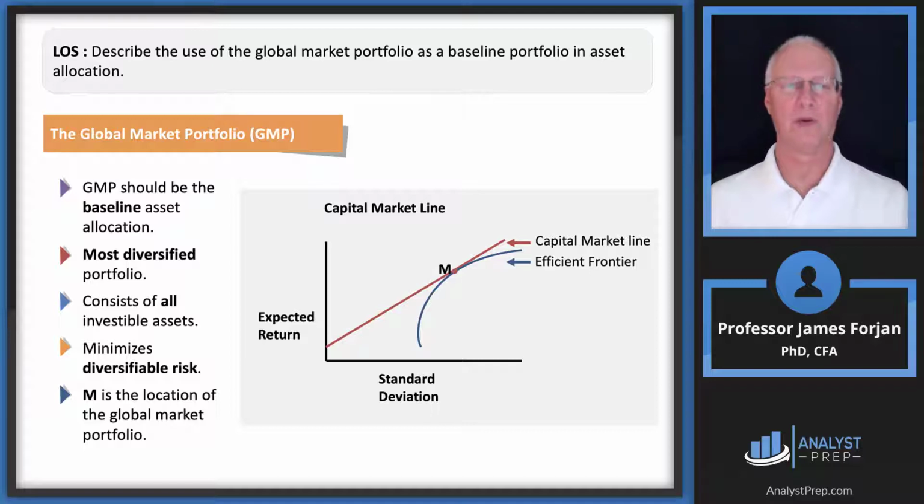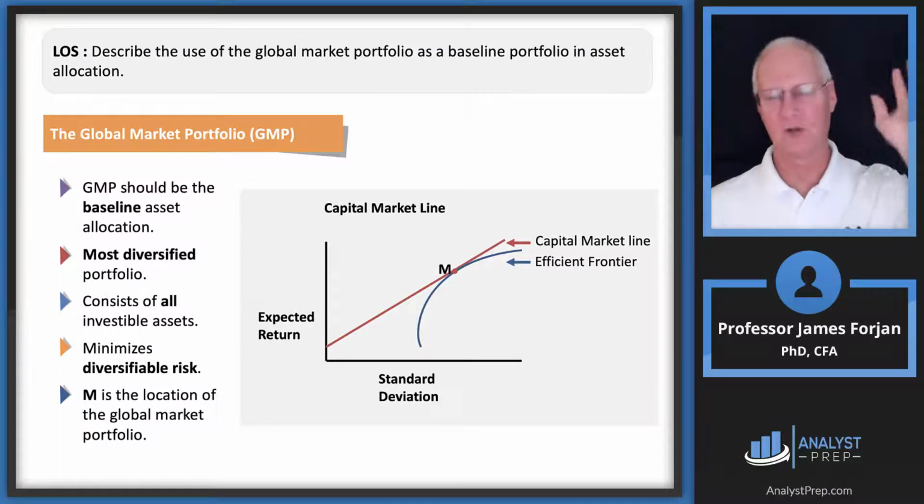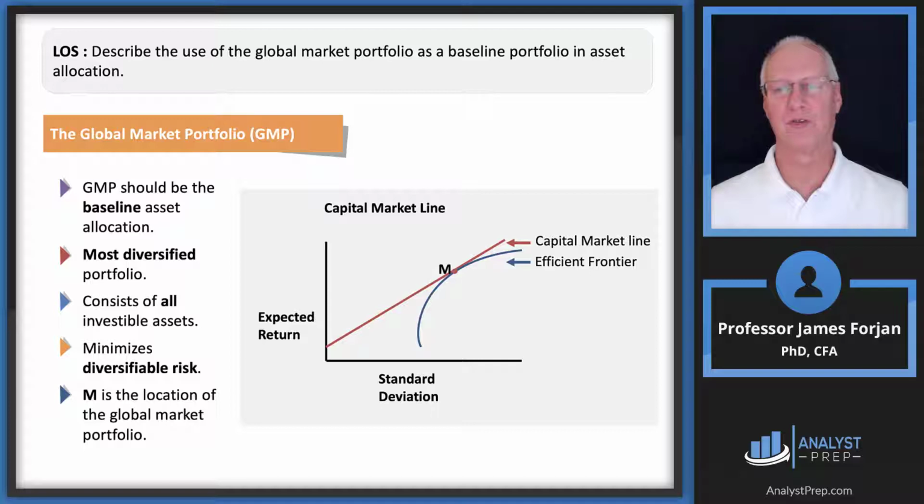All right, so what are we doing here? What is this global market portfolio, this GMP? That's the M in the middle. There's our global market portfolio. And I want you to think of it as a portfolio that contains one share of stock of every company that's out there in the entire world. Plus, notice that third arrow point there consists of all investable assets. So it includes all the bonds out there. Most diversified portfolio.